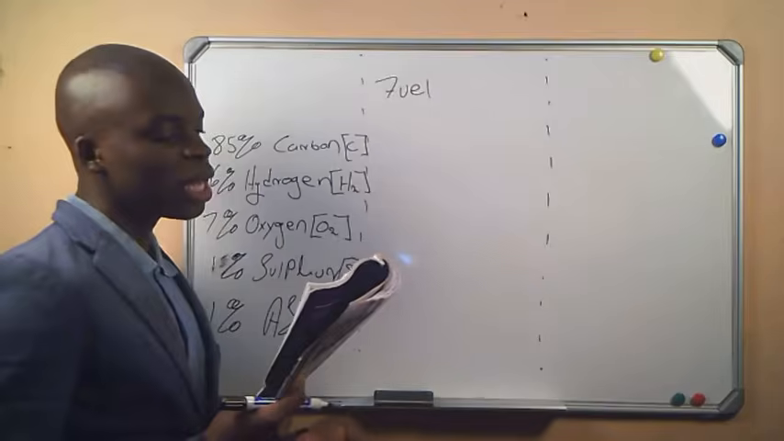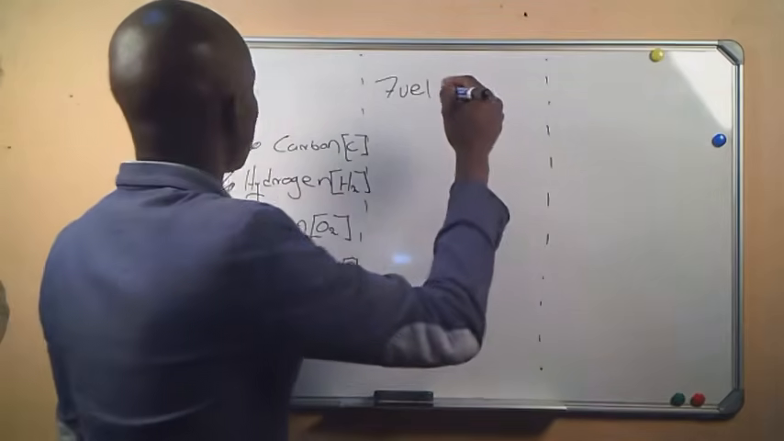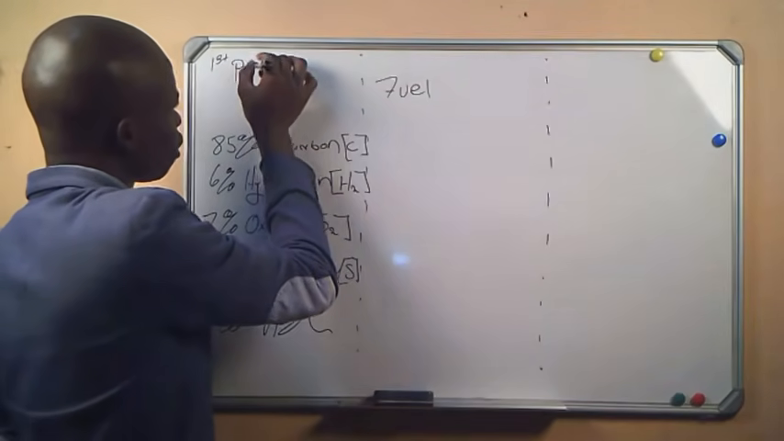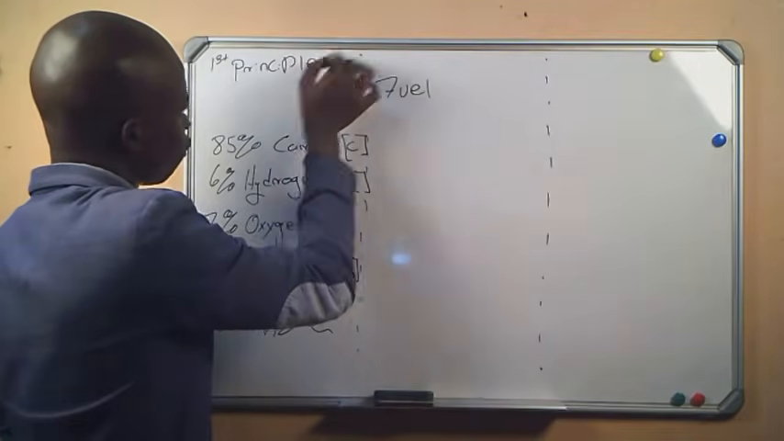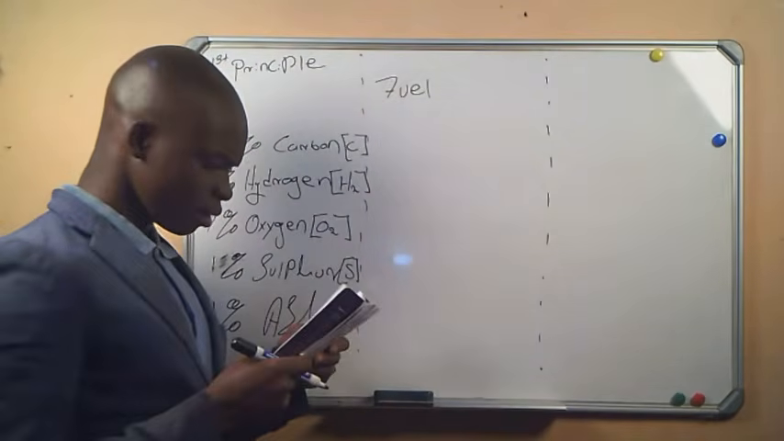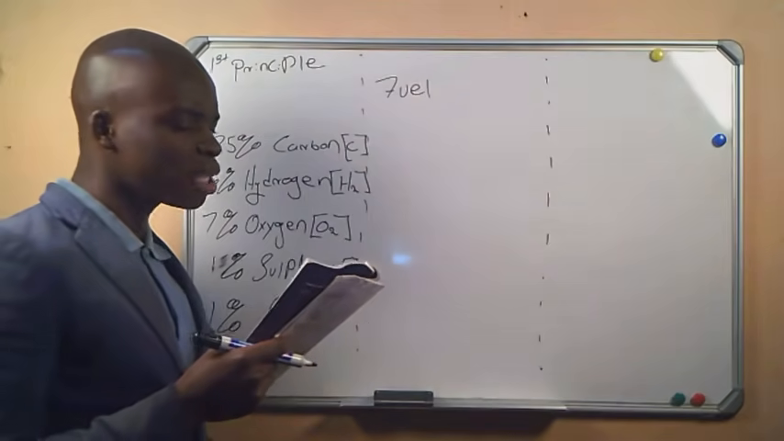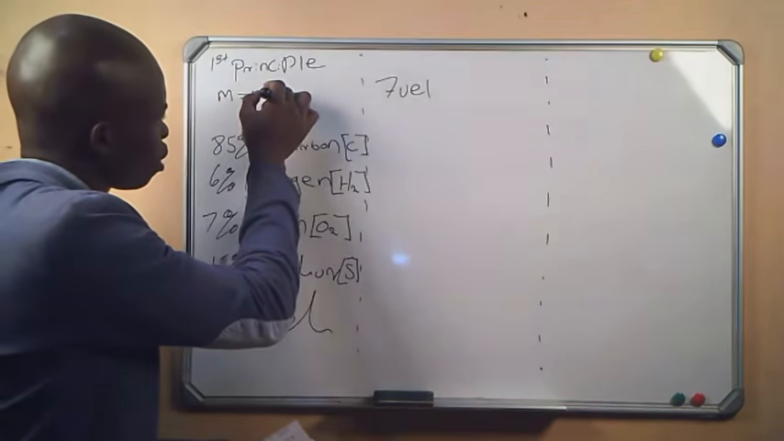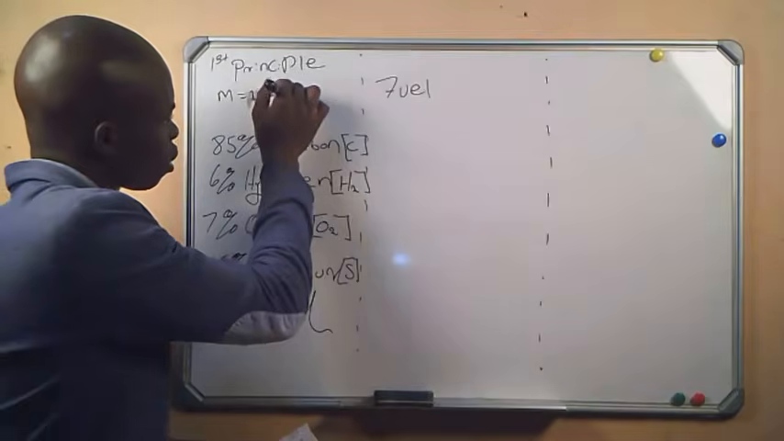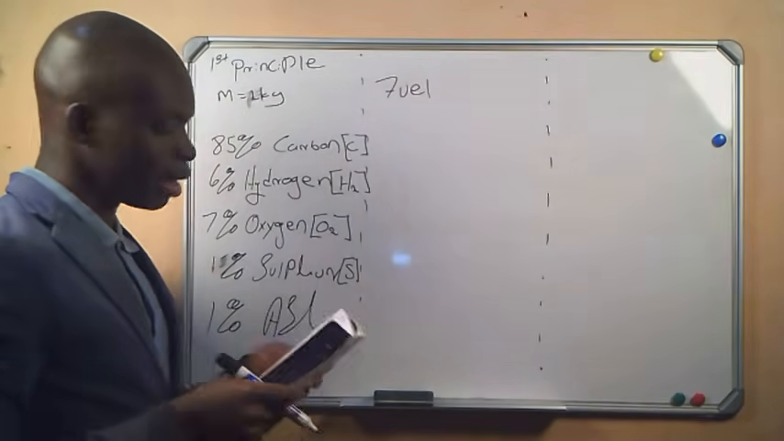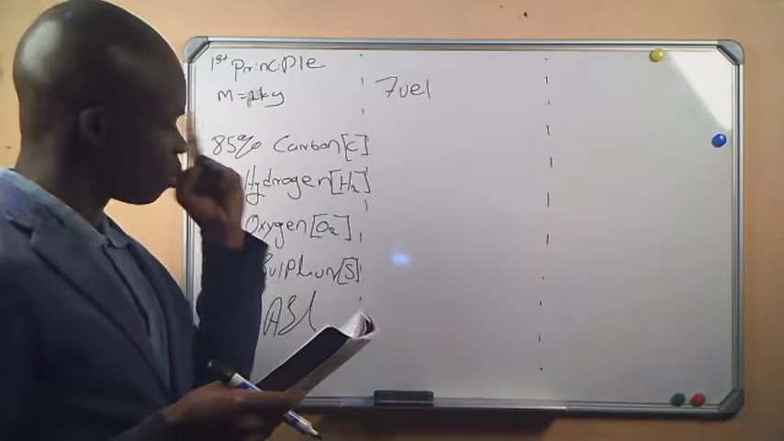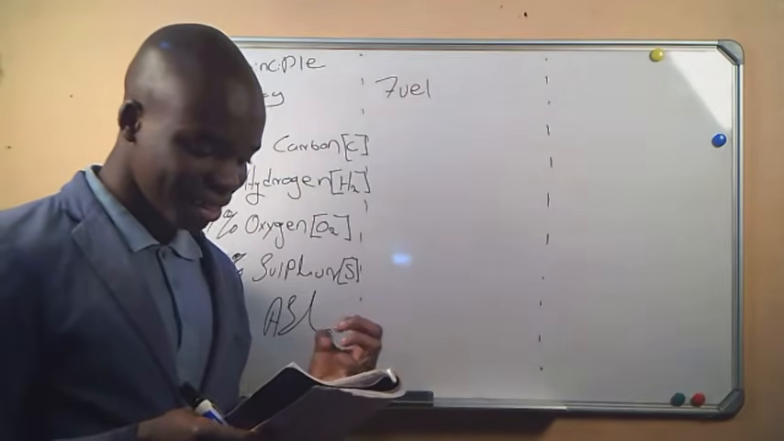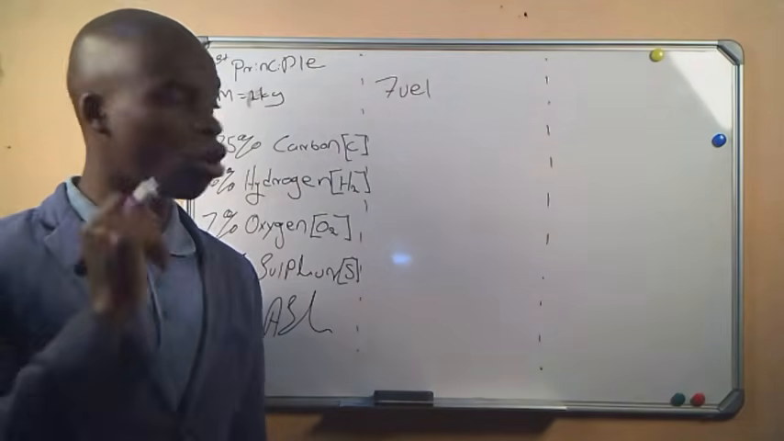They say calculate from first principle the amount of oxygen required for the complete combustion of 1 kg of this fuel. Let's write this here. We will look at it in a moment.